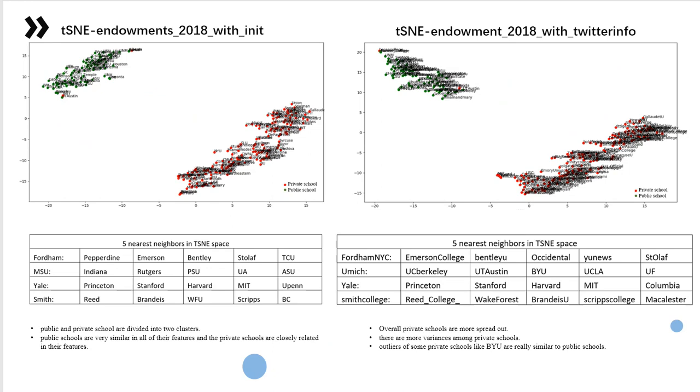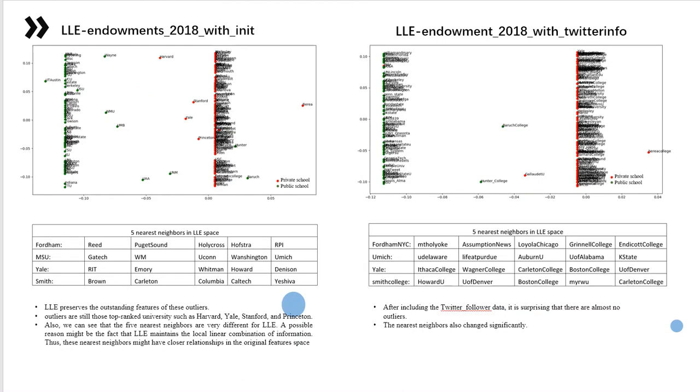We can see in the biplots for TSNE, public and private schools are divided into two clusters. Public schools are very similar in all of their features, and the private schools are closely related in their features. Outliers of private schools like BYU are really similar to public schools. The LLE biplot resolves the outstanding features of those outliers. Outliers are still those top-ranked schools such as Harvard, Yale, Stanford, and Princeton.